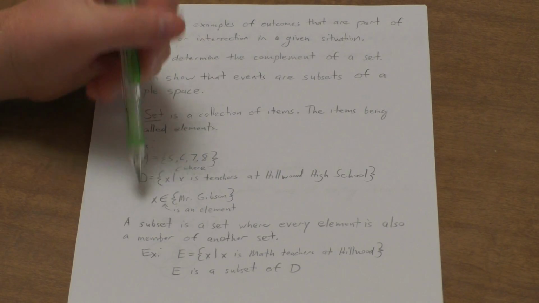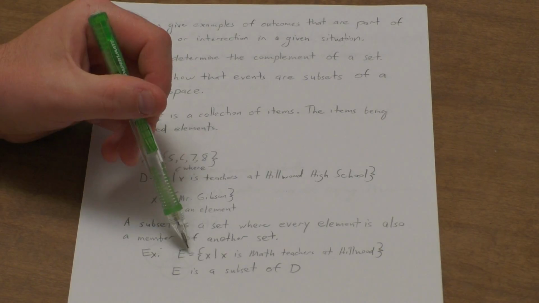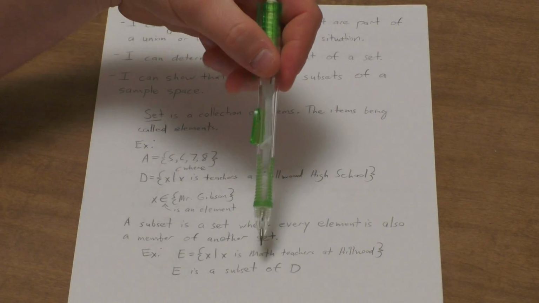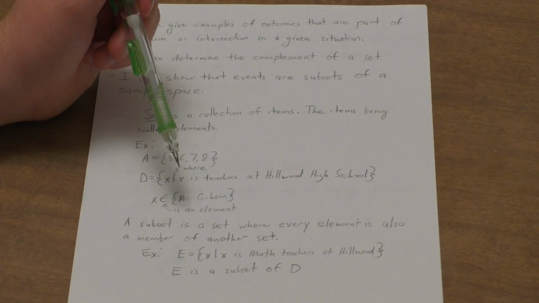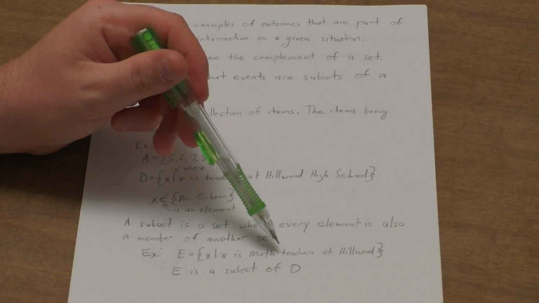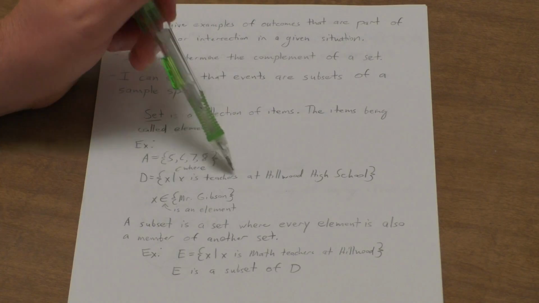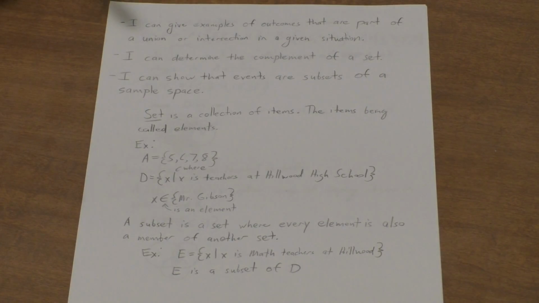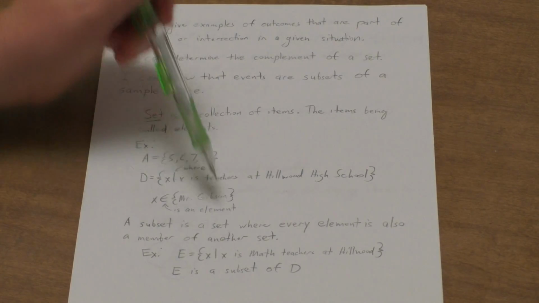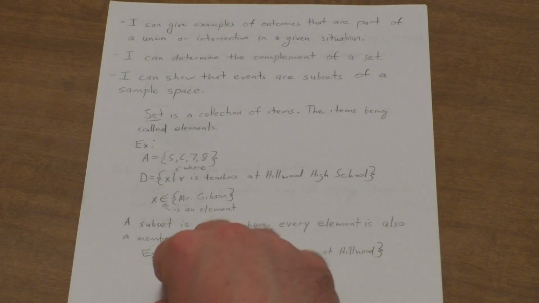Another definition is a subset. A subset is a set where every element is also a member of another set. So here's an example. We have a set E, which is math teachers at Hillwood High School. E is a subset of D because every math teacher at Hillwood is also a part of this set D, which is teachers at Hillwood High School, because every math teacher is a teacher at Hillwood High School. So E is a subset of D.